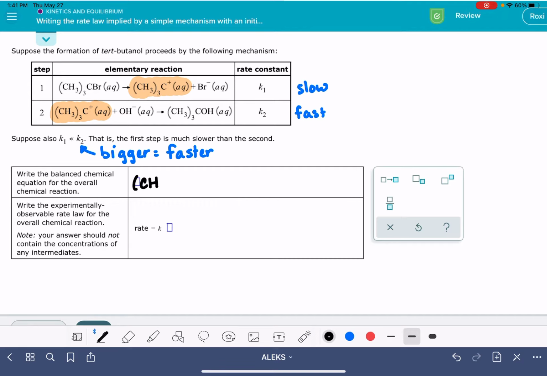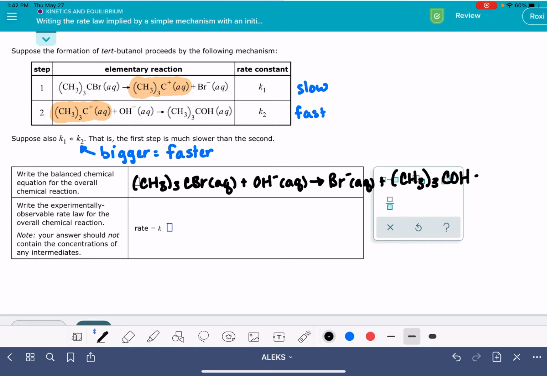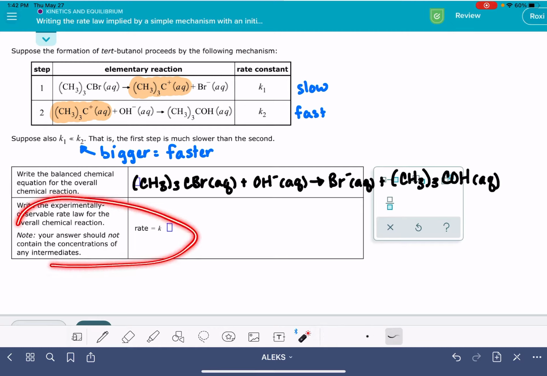So that's going to leave us with (CH3)3CBr, aqueous, and our other reactant is OH minus, also aqueous, and then our products are the bromide ion, Br minus, aqueous, and (CH3)3COH, aqueous.